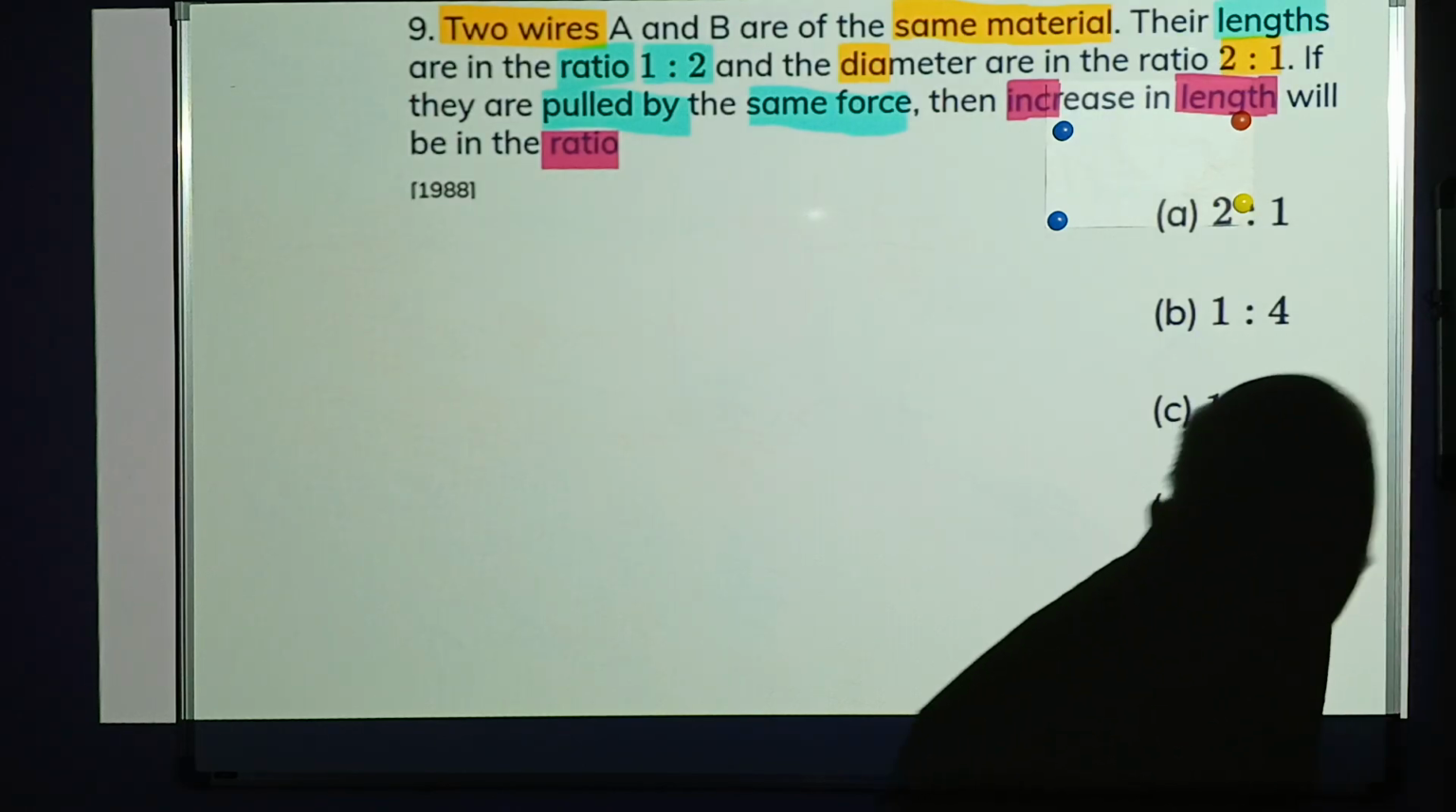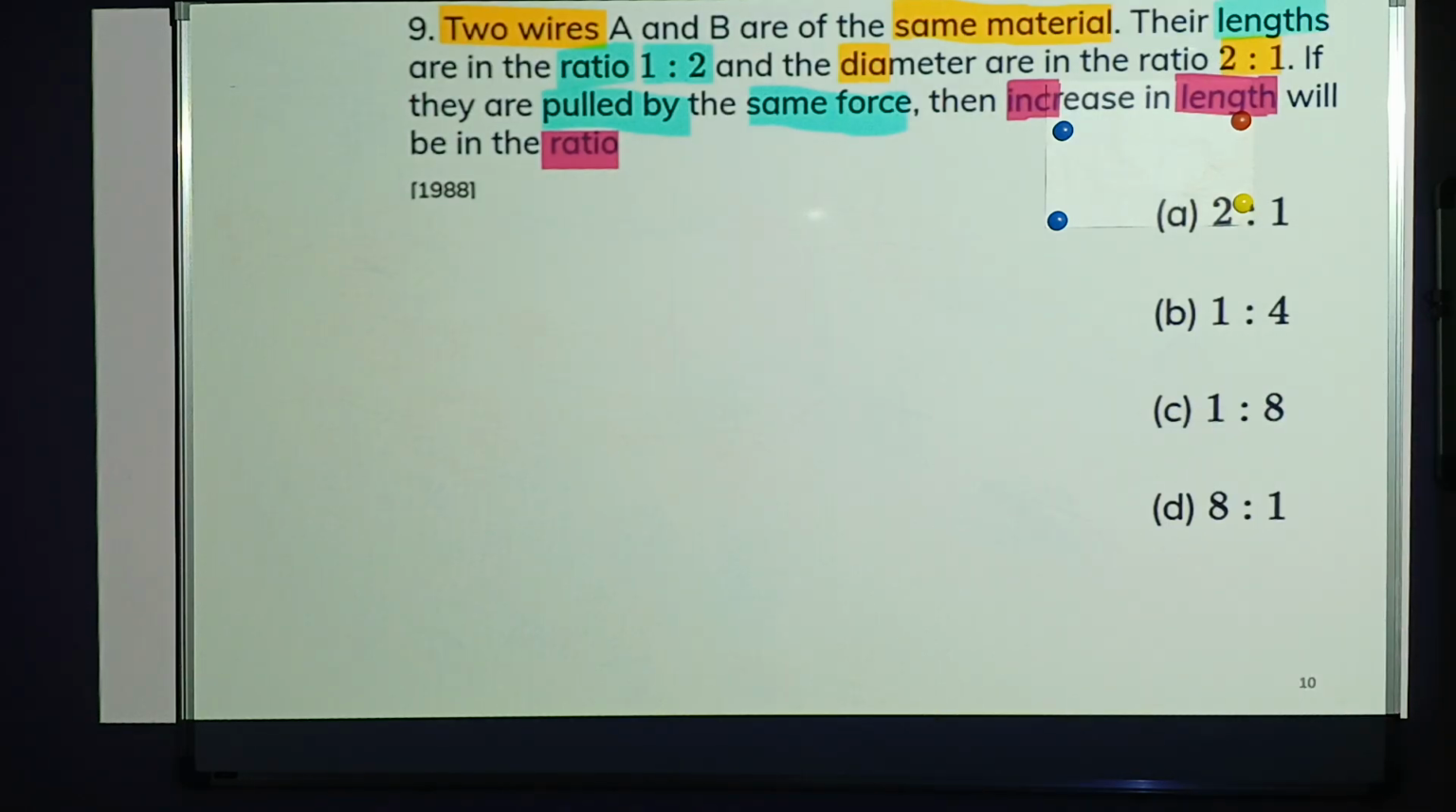This is the next question. Two wires A and B of same material, lengths are in ratio 1:2, diameter are in ratio 2:1. If they are pulled with the same force, then the increase in length will be in the ratio. This is similar to the previous question, except that instead of ratios in terms of P, Q, and S, they are given the numbers. So exactly same question, concept-wise.